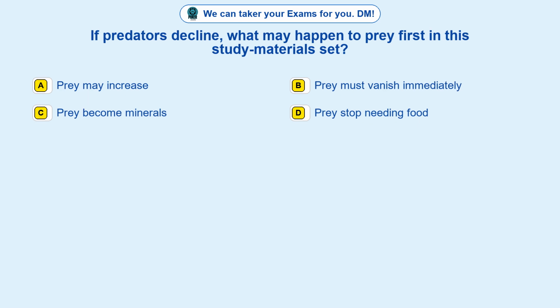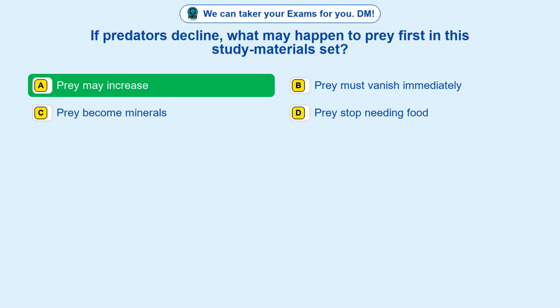Question 18. If predators decline, what may happen to prey first in this study material set? Option A. Prey may increase. Option B. Prey must vanish immediately. Option C. Prey become minerals. Option D. Prey stop needing food.